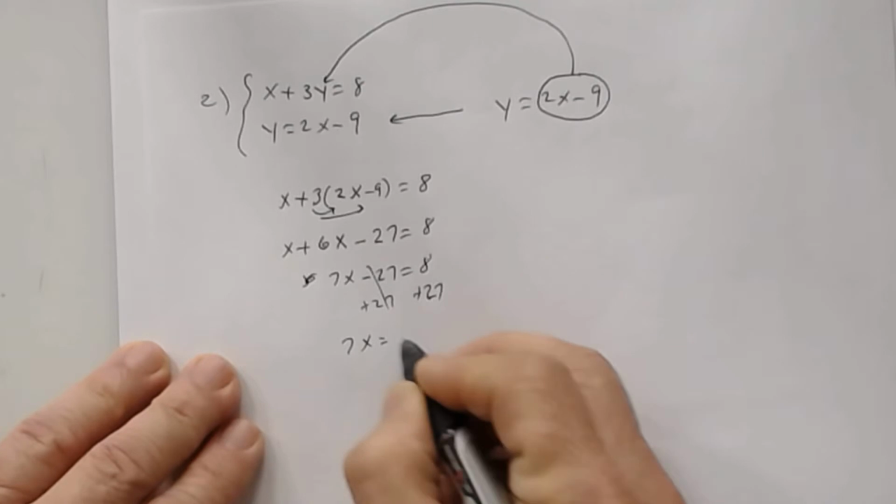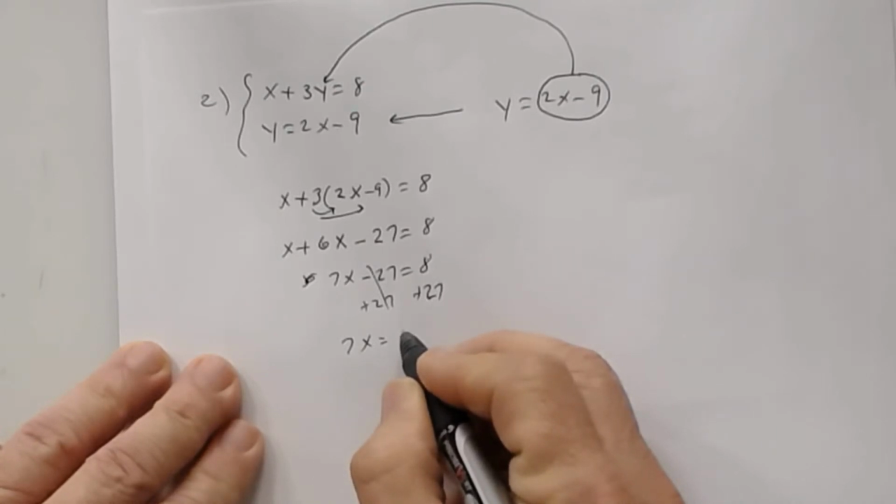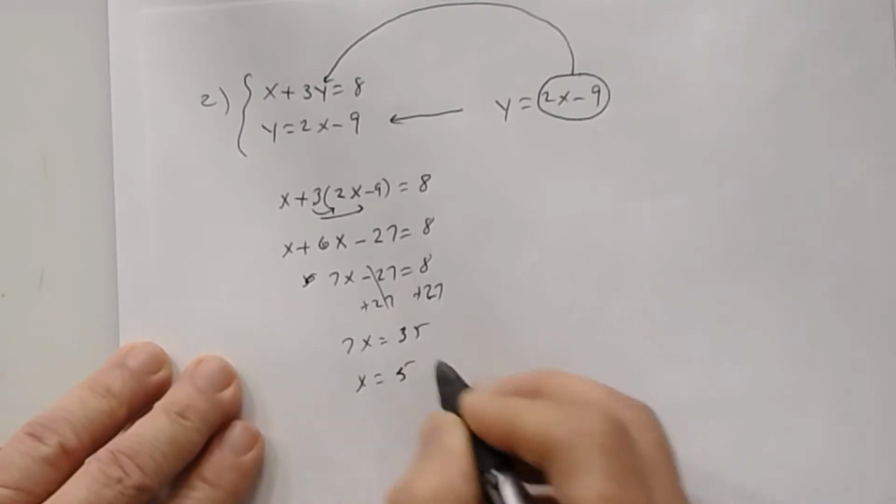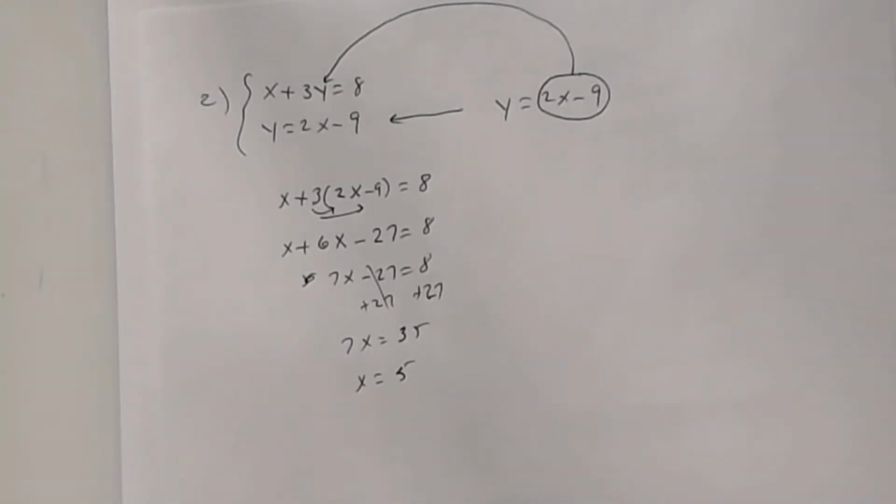So 7x equals 35. 35, yeah. So x is 5. So I found the x coordinate of my solution. I found the x coordinate where those two lines intersect. I just got to find the what now?